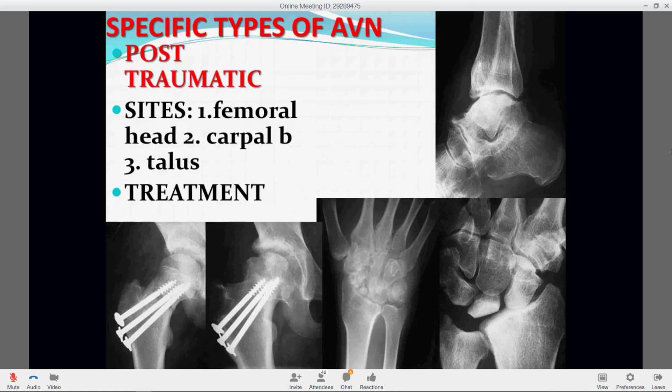Post-traumatic necrosis. Usually this occurs in the femoral head, carpal bones, and talus. You can see here, this is the femur, and this is the lunate bone, and the talus. Treatment is according to the previous slide.